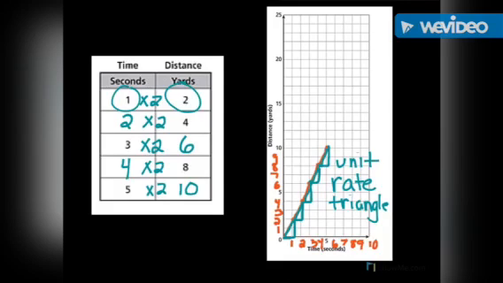And our unit rate is 2 yards per second, so you'll notice, here's our 1 second, then I went up 2 yards. 1 second, 2 yards. So all the unit rate triangle does is it shows us our unit rate.